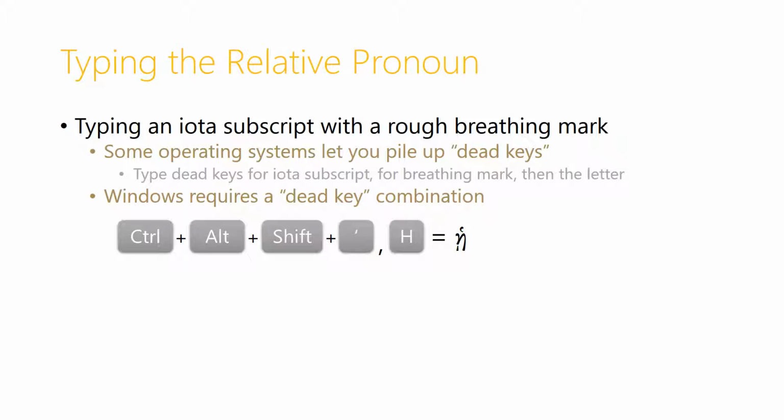Windows, though, doesn't allow the combining or piling up of subsequent dead keys like that. You have to press one key combination to produce the combination of the rough breathing and the iota subscript. And it's a little bit tricky because you have to hold Control, Alt, and Shift and the quotation mark, the single quotation mark or apostrophe. Hold all four of those keys at the same time, then release them, then press the key for the letter that you want. In this case, H for eta. So if I hold Control Alt Shift, type the apostrophe, and then press the H key on Windows, that will give me what you see here, hē, with the iota subscript.